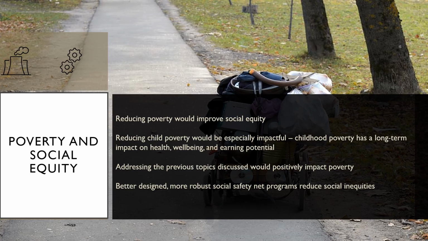So, here we really get down to the key element of what we're talking about: social equity. One of the driving forces here is poverty. Reducing poverty would improve social equity. Reducing child poverty would be especially impactful because childhood poverty has a long term impact on health, well being, and earning potential. So, addressing the previous topics we talked about would positively impact poverty and social equity. Better designed, more robust social safety net programs reduce social inequities.